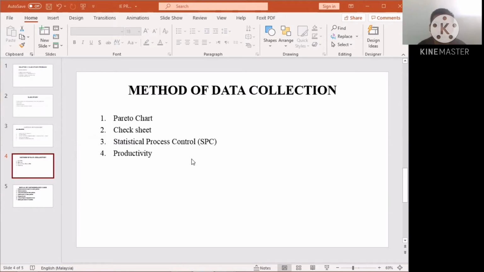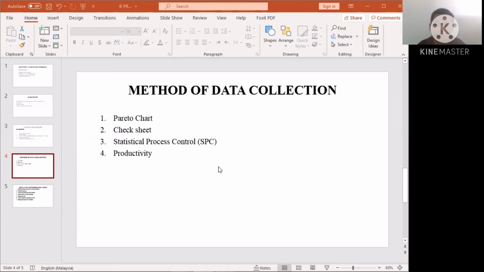So the second method of data collection is the check sheet. A check sheet is a form of document that is used to gather data in real time at the source of the data. It collects quantitative or qualitative data. The check sheet is also known as a tally sheet, in which the information is quantitative.